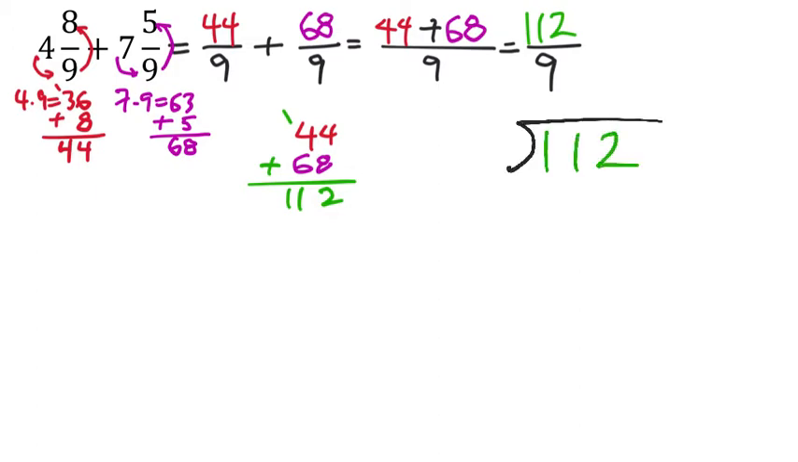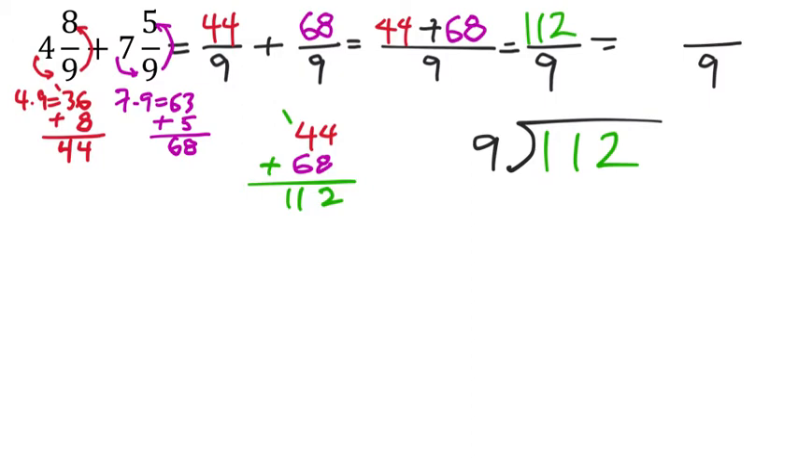So I'm going to use some long division. 112 divided by 9. Yes, this will generate a mixed number for us. Of course, the denominator will not change. It's still the denominator of 9. Our quotient is the mixed number. The remainder is the numerator of the fraction.